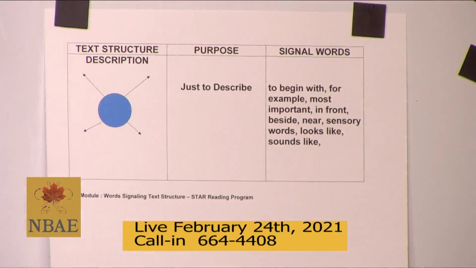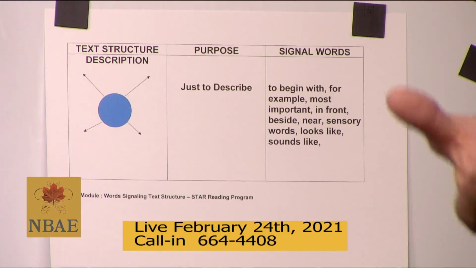Okay, there you go. So the first one we're going to talk about is description. So the purpose of something for description is just to describe something. It could be the weather outside. It could be a flower arrangement on your table. It could be how you're feeling that day that you want to describe. And in doing that, there are a couple of signal words to let you know that what you're being asked to do is to describe.